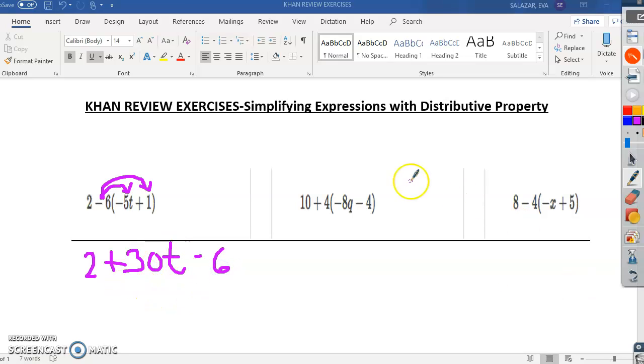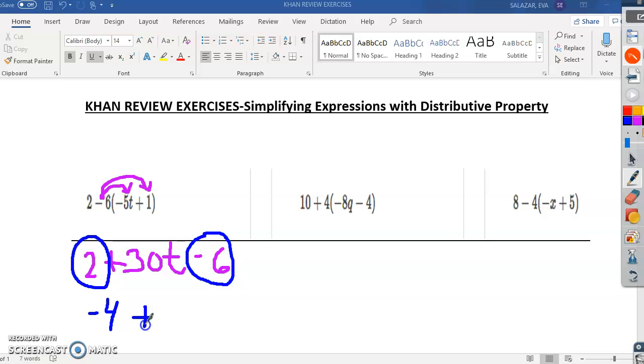And the last thing I'm going to do is combine like terms. So 2 and negative 6 are like terms. And I'm going to apply my integer rules. Different signs, you subtract. This is a positive 2. That is a negative 6. So 2 minus 6 is going to give me a negative 4. I'm keeping that negative because the absolute value of negative 6 is 6, and that is greater.